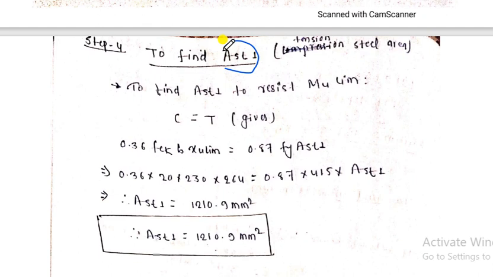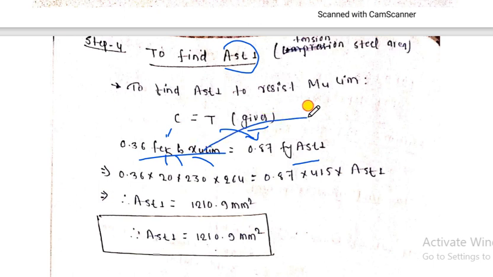So AST1 is the area of steel in figure 1, and it can be calculated for the balanced section from figure 1, where C is equal to T, that is, compressive force is equal to tensile force. It is given in figure 1 in the analysis of the structures. The total compressive force is 0.36 fck b xu limit, and the tensile force is 0.87 fy AST1. The fck value is 20, b is given, and xu limit we have already calculated.